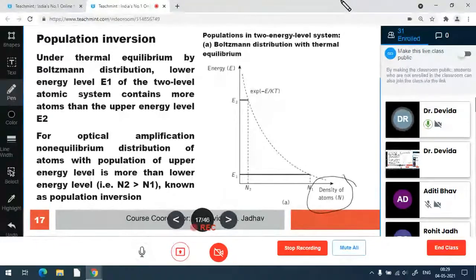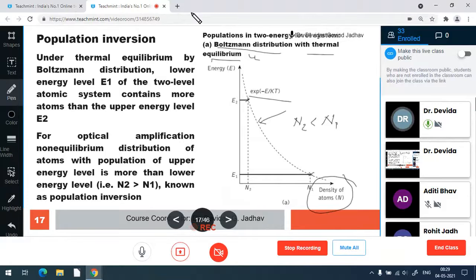the atoms are organized by a Boltzmann distribution at the thermal equilibrium, and this curve is the Boltzmann curve, exponential of minus E by kT. So this curve decides how many charged particles or atoms are in higher as well as lower energy state. This is fixed in the thermal equilibrium. In this case, the higher energy state charged particles or higher energy state density of the atom is very less than lower energy density of state.